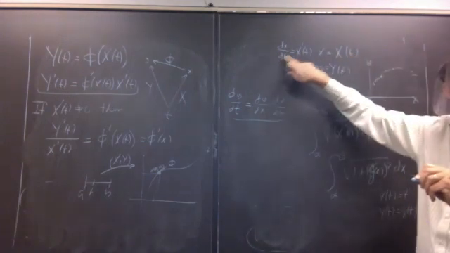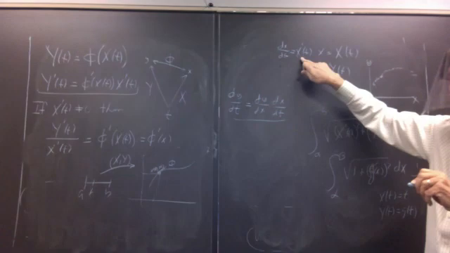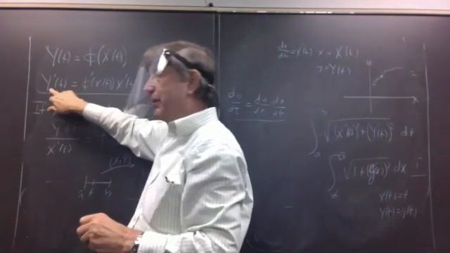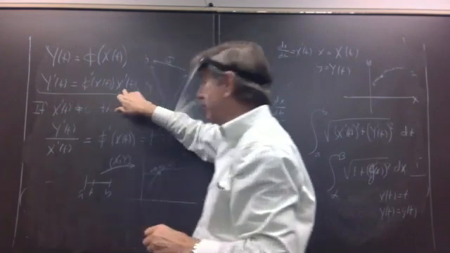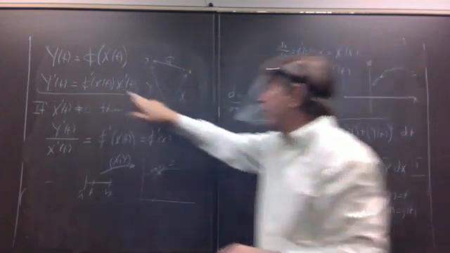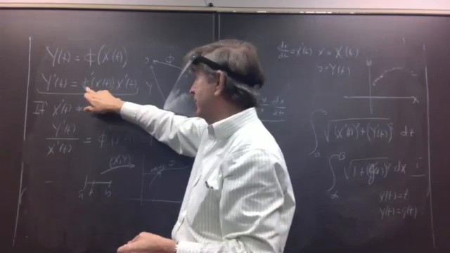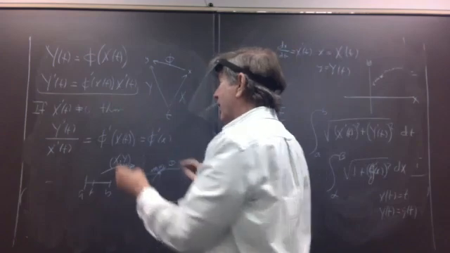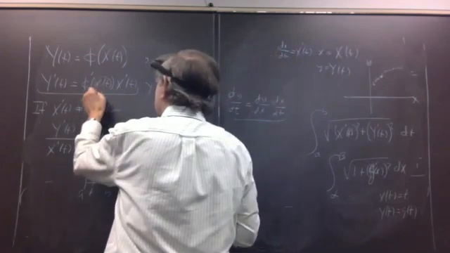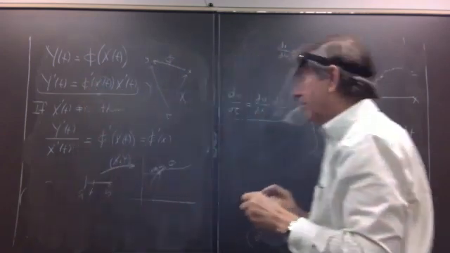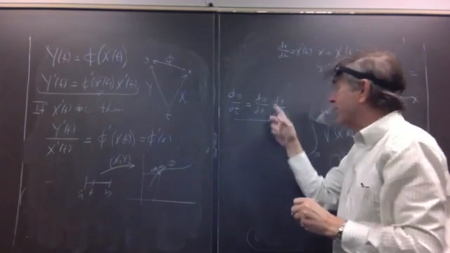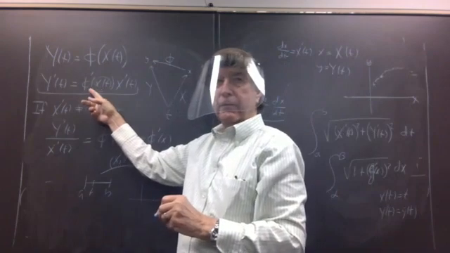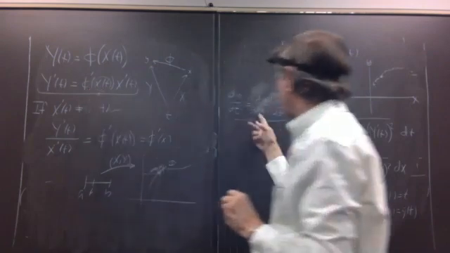This is bad notation, but we use this notation for derivative. This says the derivative of y with respect to t. This says the derivative of x with respect to t. And this says the derivative of y with respect to x. Well, that's because x of t is x. But this notation does not show you that we have a composition here.